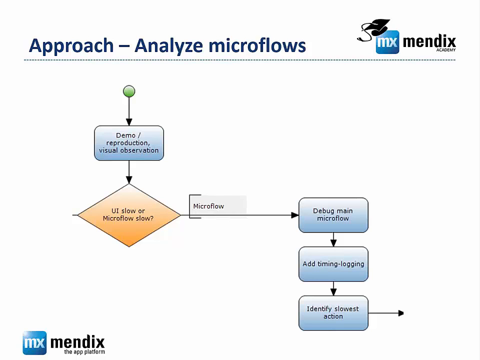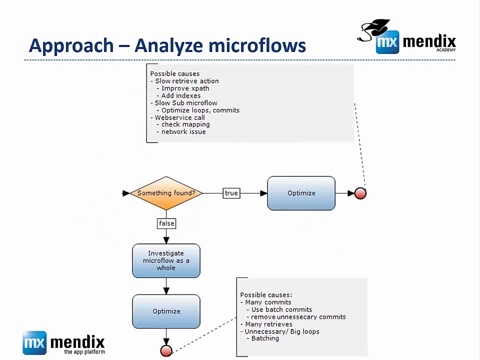So to optimize the microflows, you might want to review your microflow and add timing logs to your microflow to see which actions are taking the longest, and also to identify what is slow and what isn't. So once you identify the slowest action, you might want to see if you found anything. If you did find something, then you might want to optimize that.